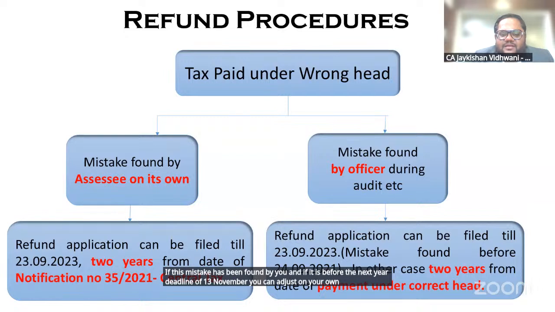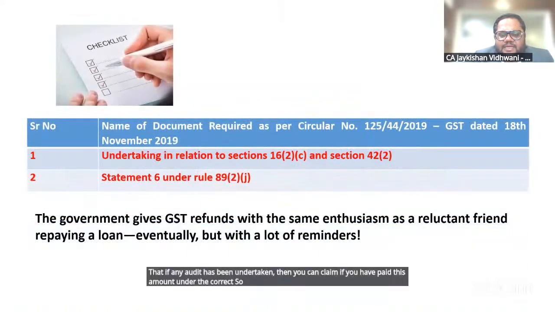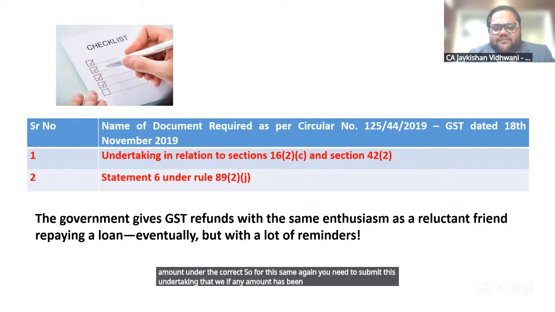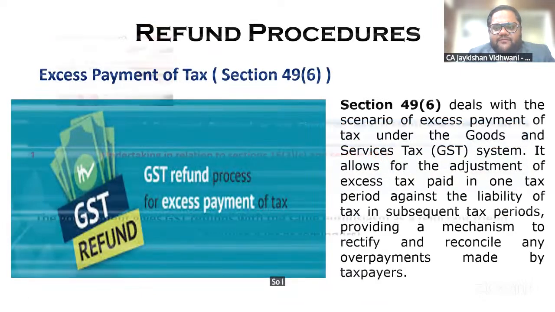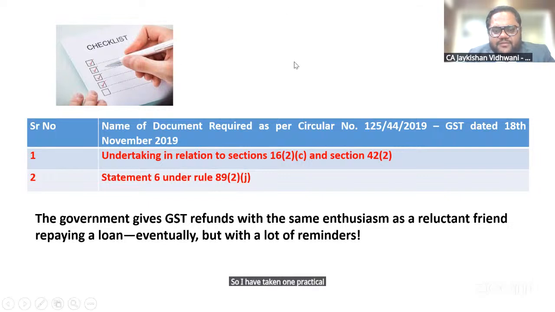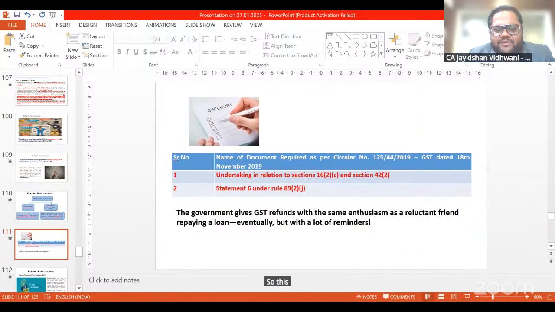Or the same can also be claimed on the ground that if any audit has been undertaken, then you can claim if you have paid this amount under the correct head. For this again, we need to submit an undertaking that if any amount has been wrongly refunded, the same will be repaid along with interest and penalty. So I have taken one practical scenario for this. This is the statement you need to upload.